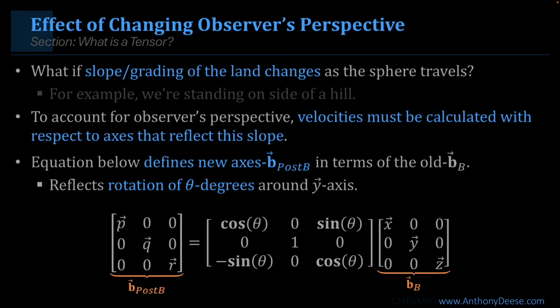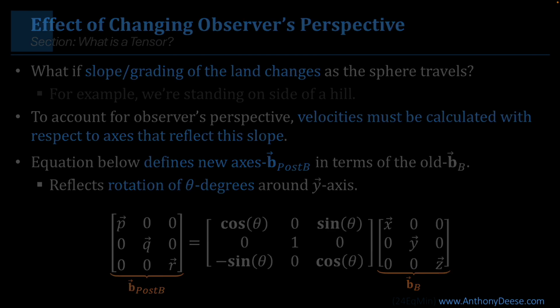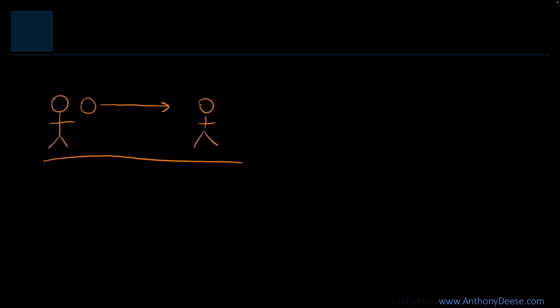Now, what if the slope or the grading of the land changes as the ball travels? So far, we've kind of been assuming that we have two people on a relatively flat surface. The ball travels from here to here within some sort of time step. And both the person throwing, or let's say the referential direction, and the person observing, they both use the same axes. We have X, Y, and Z, and we have the same thing over here.